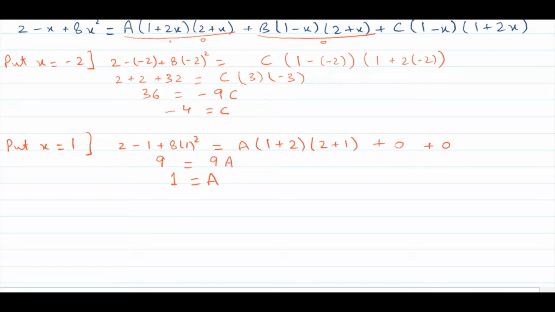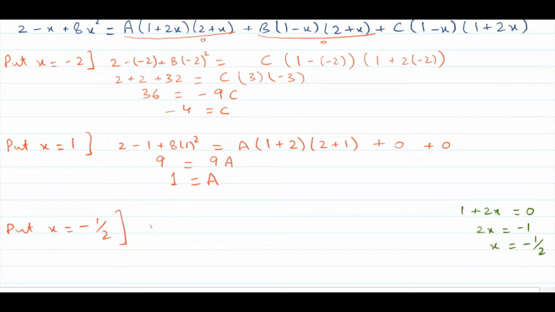Now we can do it in our head if we wanted to. However, to make it clear, I'll just write it down here. How can 1 plus 2x be equal to 0? You can solve for this. You can say 2x is equal to minus 1, x equals minus 1 over 2. So अगर हम यहाँ पे x की value minus 1 over 2 put कर दें, this thing will become 0. Alright, so let's do that. Let's put x equals minus 1 over 2 now.